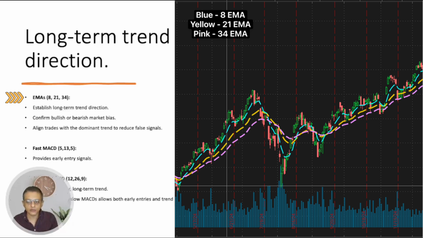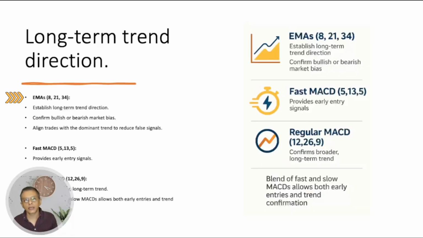But the algorithm does use these because the algorithm is not just a mean reversion algorithm. It's a hybrid mean reversion plus trend following algorithm. And EMAs are a well-established way of determining long-term trends for trend followers. So it does use EMAs, and then it uses two versions of MACD to find its trades.